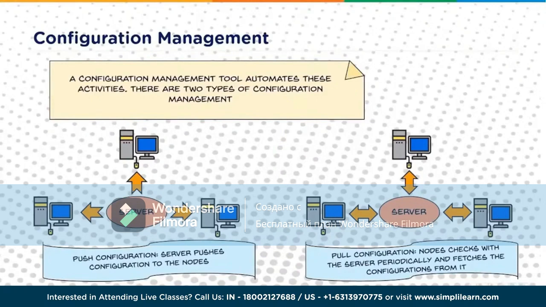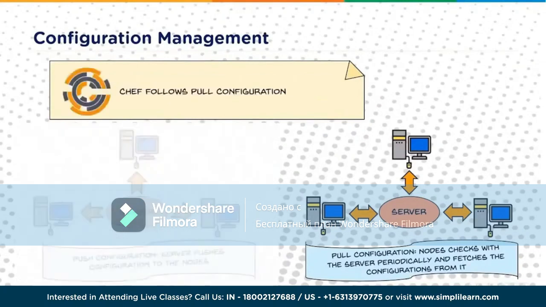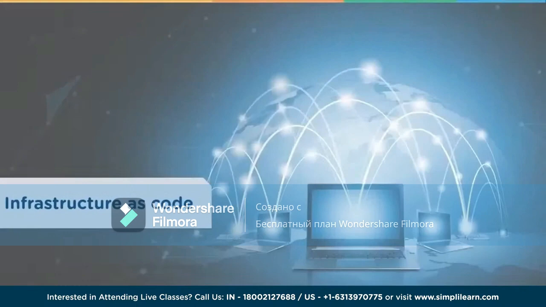In case of pull configuration, the nodes poll against the server to first check if there's any change in the configurations required. If there is, the nodes themselves pull these configuration files. Chef follows pull configuration, and how it does this, we'll see further in our video. Another important term often used with Chef: infrastructure as code.